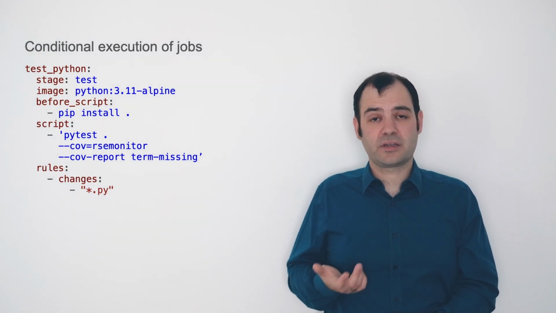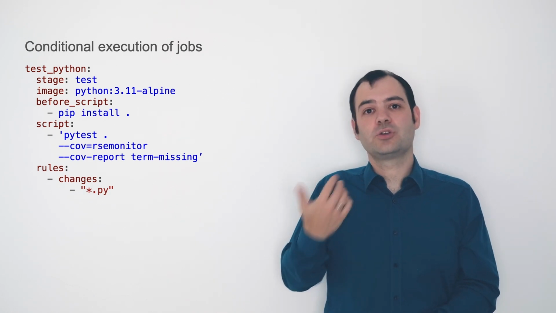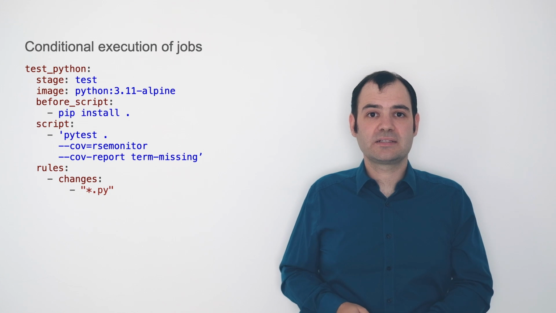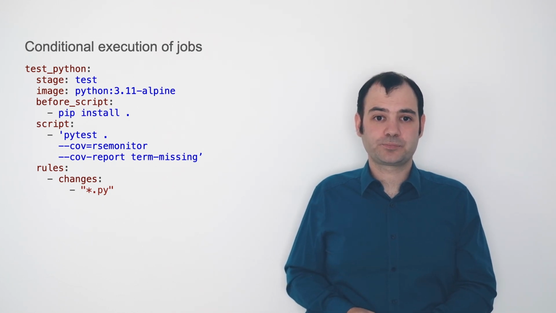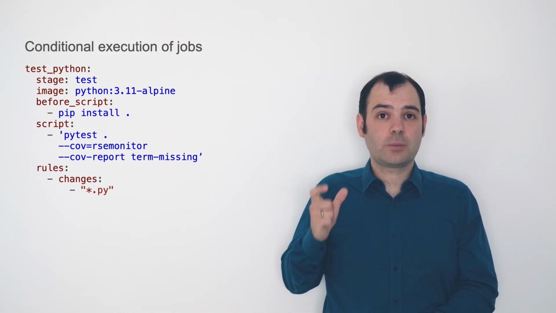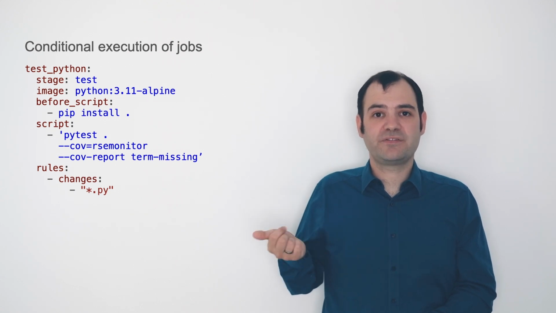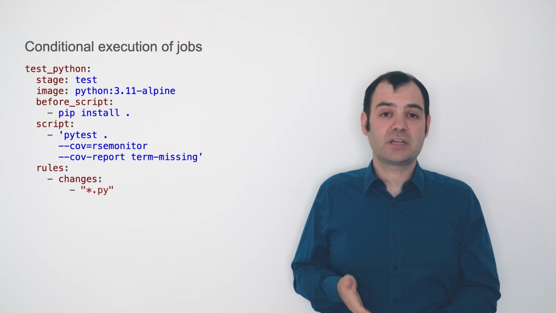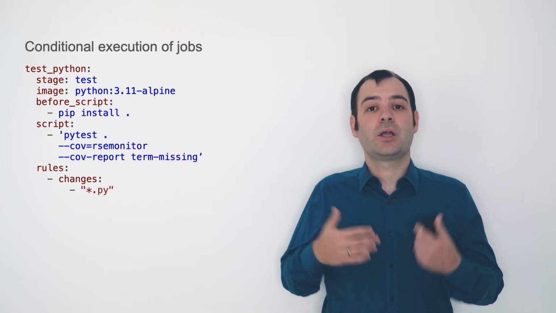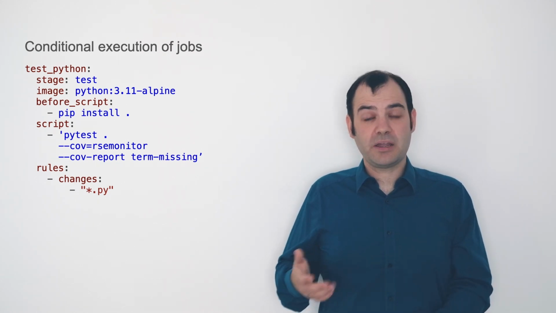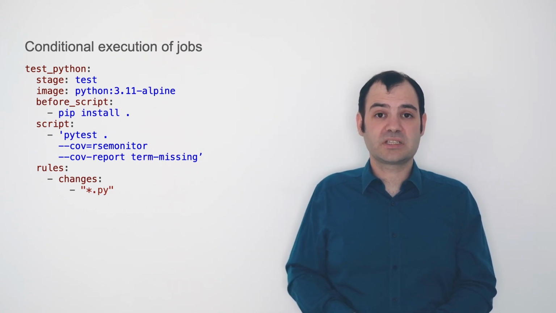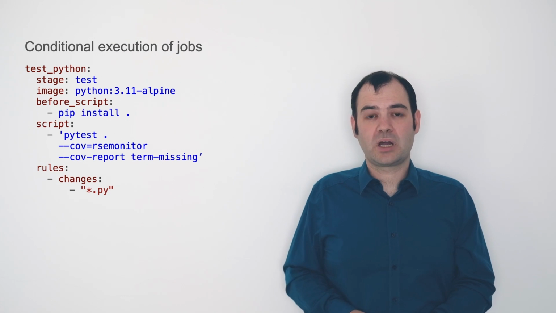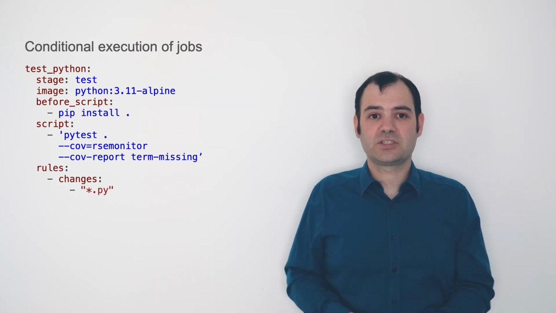There are also other keywords than changes. You can check for existence of files, and for many different things, see the keyword reference for that. In this case, the job only runs if any .py file is changed, then the pytest runs. So when you have a commit that only changed the README, you don't need to test the Python files, and this job will just be skipped. If you change something in any Python file, the job will run and the pytest will test your code again.